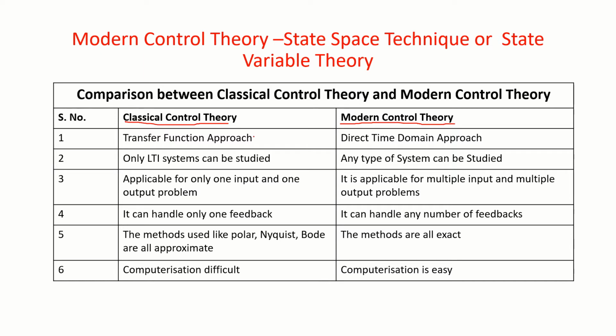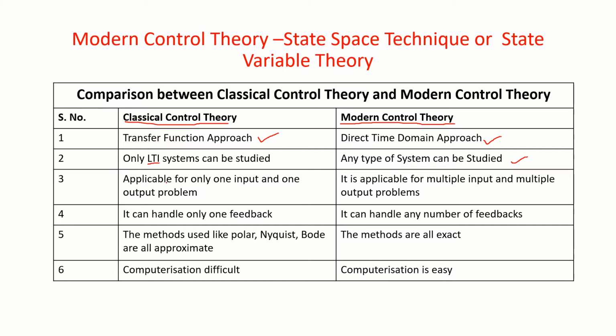Classical control theory, as you have clearly observed, is a transfer function approach. Modern control theory is a direct time domain approach. So we don't take Laplace, go to the S-plane, split into partial fractions, and take inverse Laplace. All such things are not there. Our theory was restricted to linear time invariant systems. Here, any type of system can be studied using this theory.